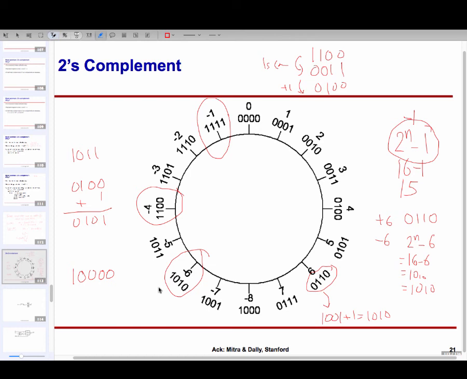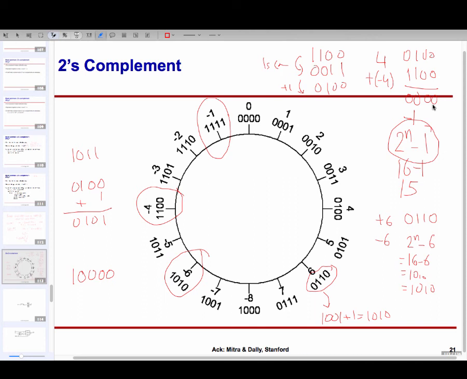What about adding a positive number and a negative number? Let's say I try to add 4 with minus 4. 4 is 0, 1, 0, 0. And on our 2's complement scale, minus 4 is 1, 1, 0, 0. Now let's add them, but add them as if they were standard binary numbers. So I'm going to get 0, 0, 1 plus 1 is 0, 1 plus 1 is 0, and I ignore the carry out. And I'm getting 0, 0, 0, 0, which is the number 0, as one would expect.